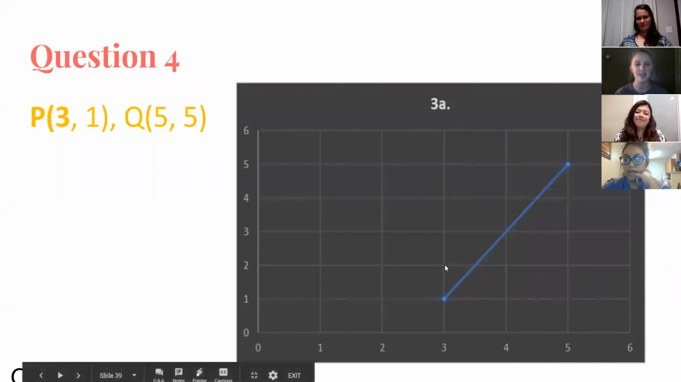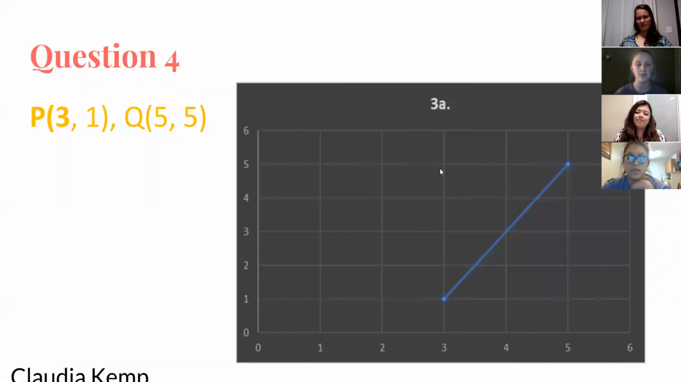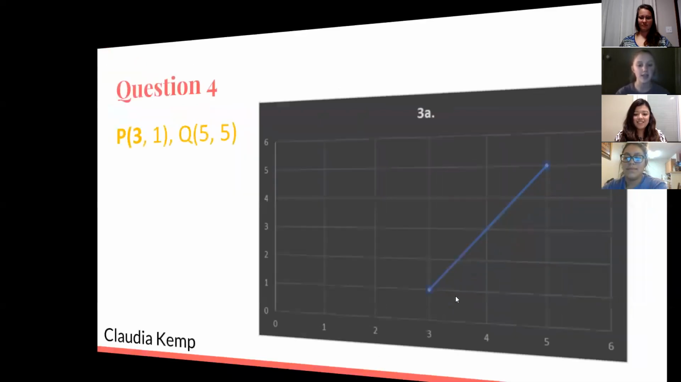So you could go right here, 1, 2, 3, 4, and then the run would be 1, 2. It is normally written as a fraction with the change in the y value as the numerator and the change in the x value as the denominator. So change in y over change in x. Slopes can also slope upward, downward, or even be a vertical line.